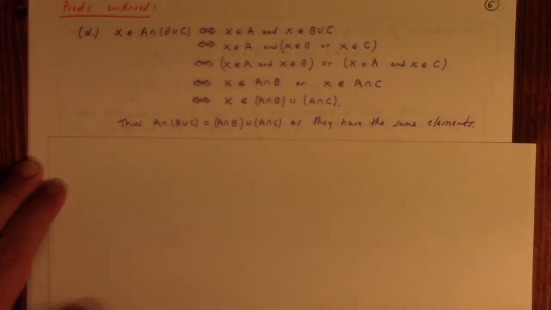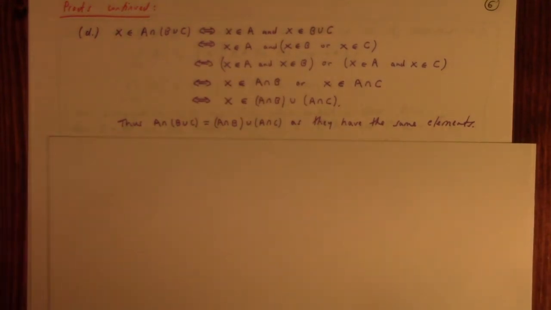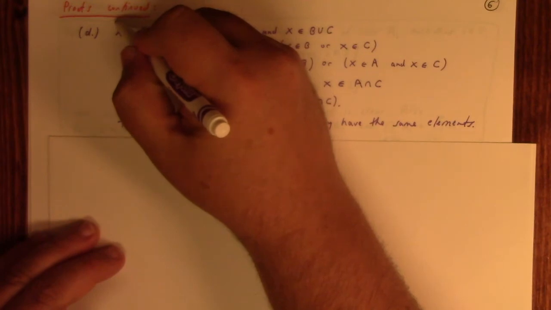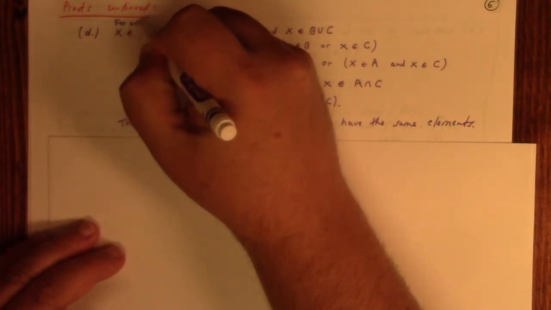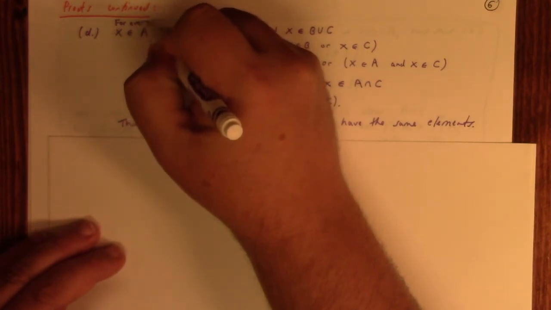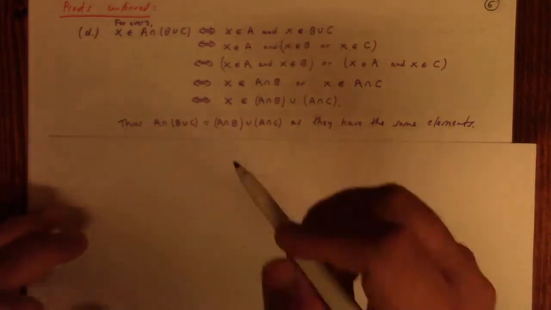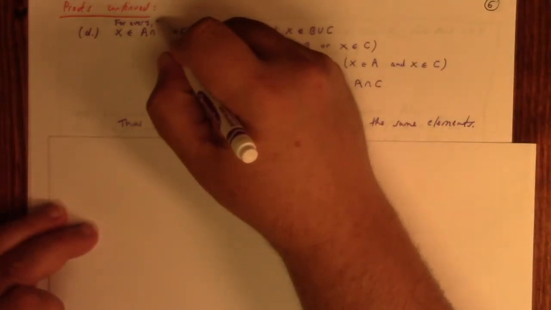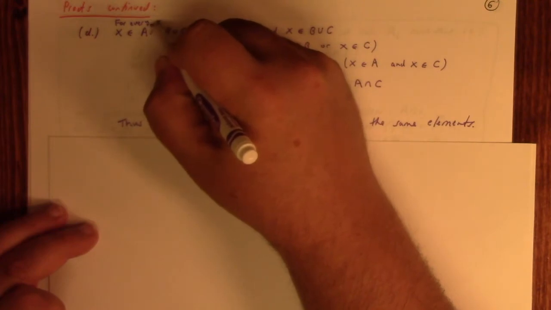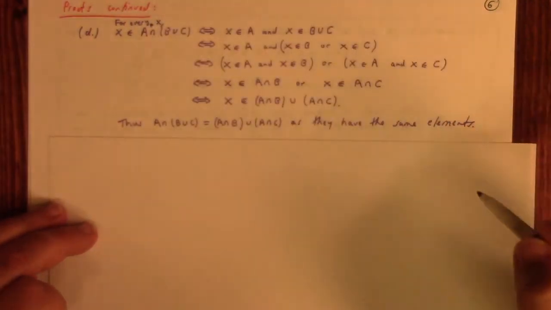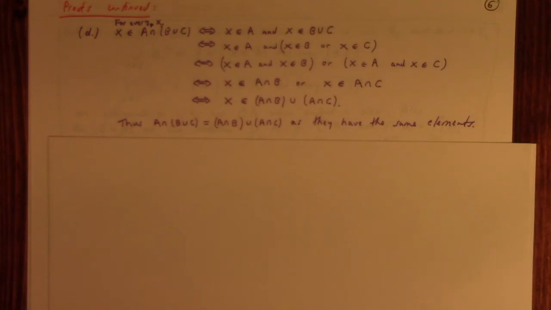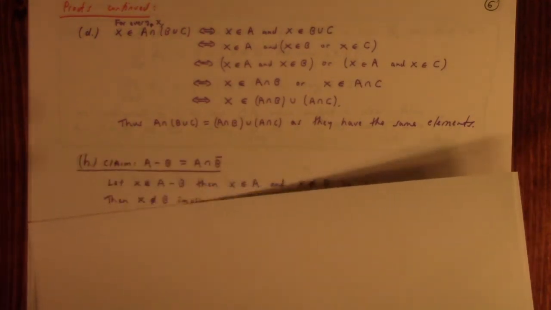So, and so I suppose technically I'm probably missing at least 2 words at the start of this, which is for every X. Maybe I should say for every X. And then this. All right. Okay. So there you go.